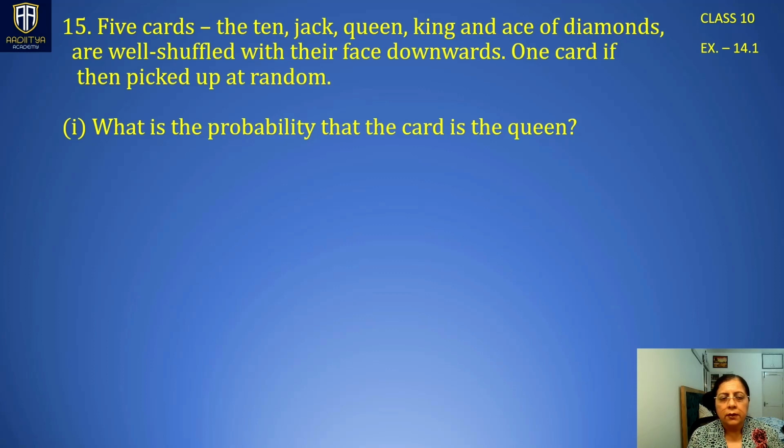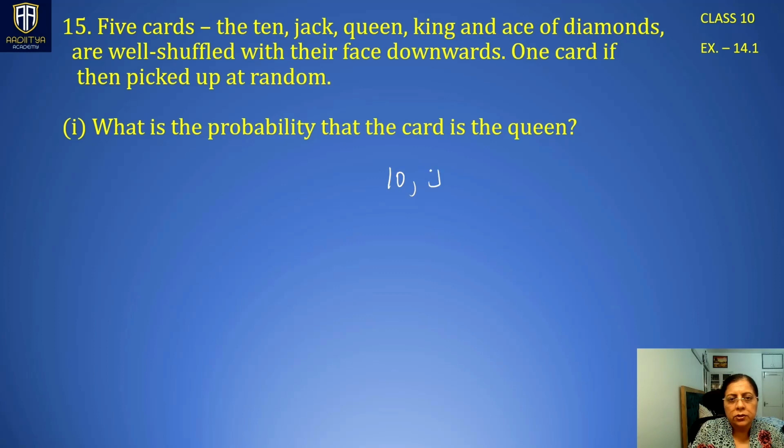Now this is another question. 5 cards, the 10, Jack, Queen, King and Ace of Diamonds are well shuffled with their face downwards. Right? So one card is then picked up at random. So now here we have only 5 cards: 10, Jack, Queen, King and Ace of Diamonds.